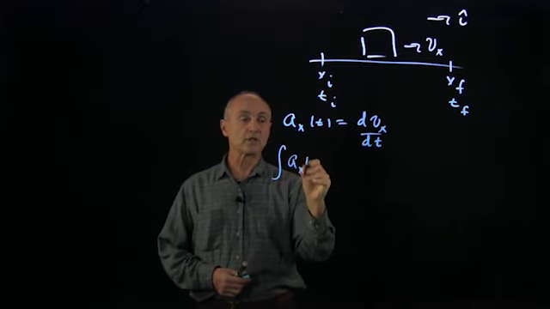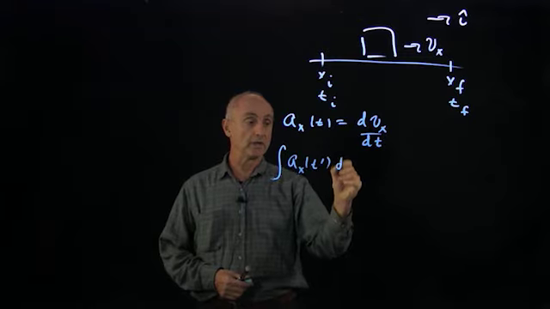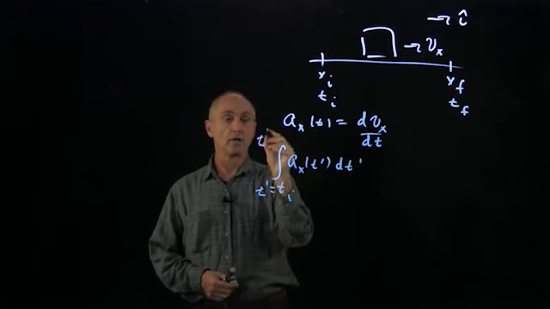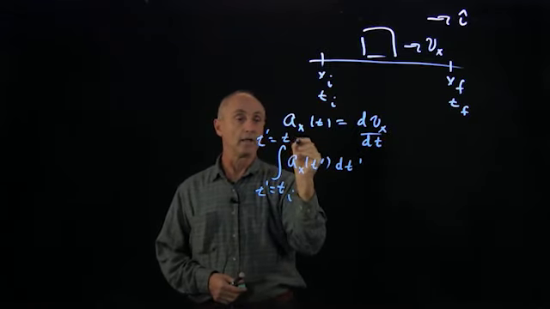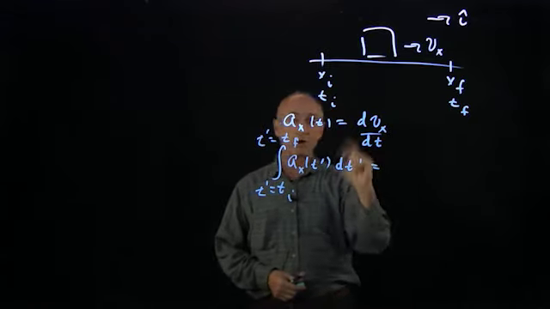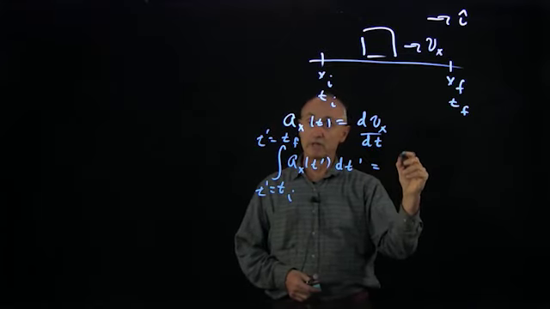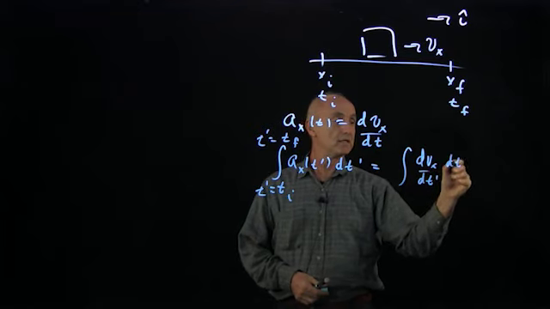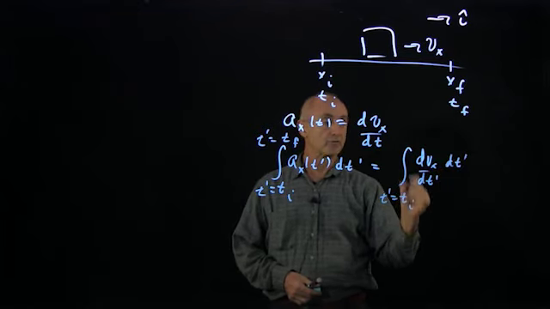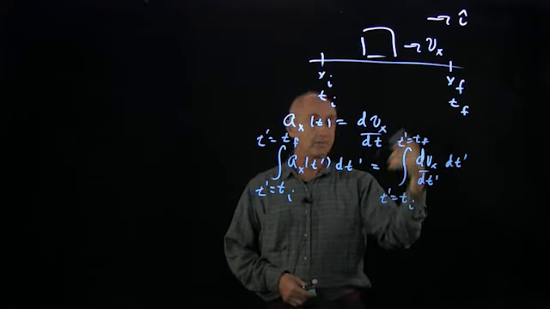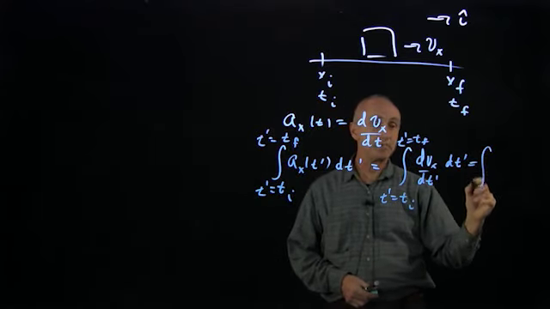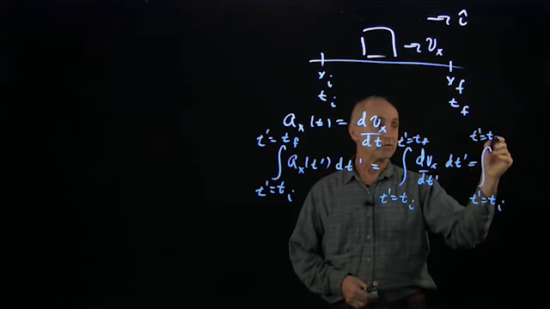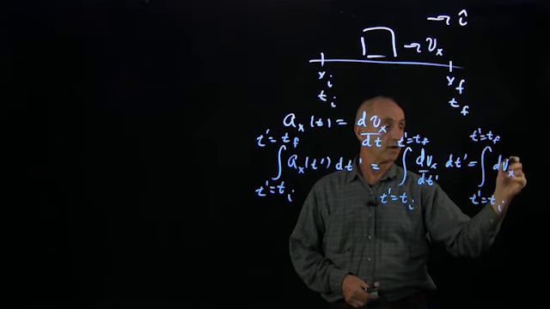So if we integrate acceleration, I'm going to introduce an integration variable, dt prime, and our integration variable goes from our initial time to some final time. And if we use our fact that acceleration is the derivative of velocity, then we can write this as dvx/dt prime again. After a while, I'll drop the dummy variables and the endpoints of the integral, and this simply becomes the integral from t prime equals t initial to t prime equals t final of dvx prime.